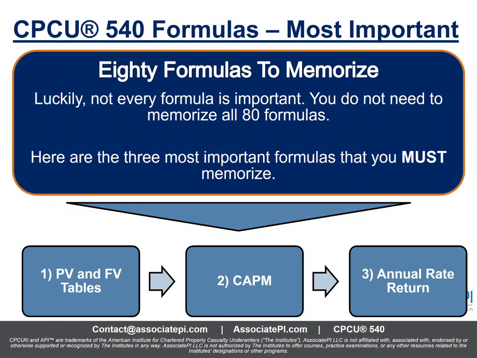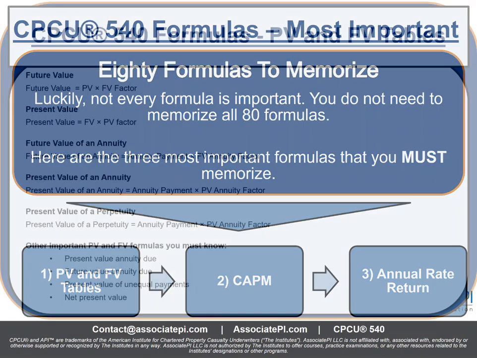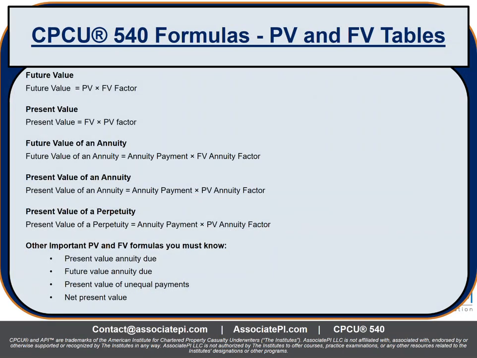The next most important formula is the CAPM, the capital asset pricing model. That's a very important one. And then number 3 is annual rate of return for stocks and bonds. So you have to memorize the rate of return formulas. Now let's get into each formula. I'll show you the formulas and how to memorize them.